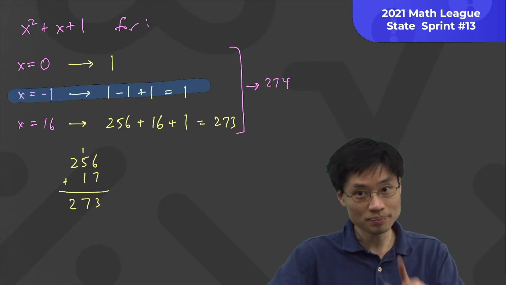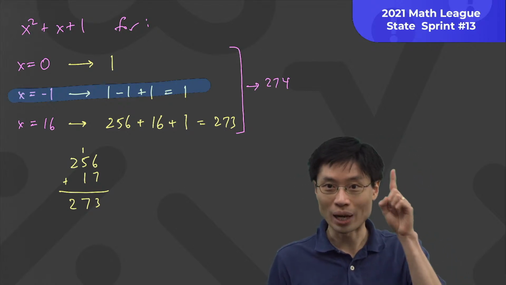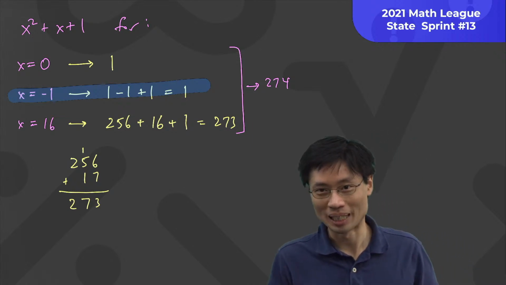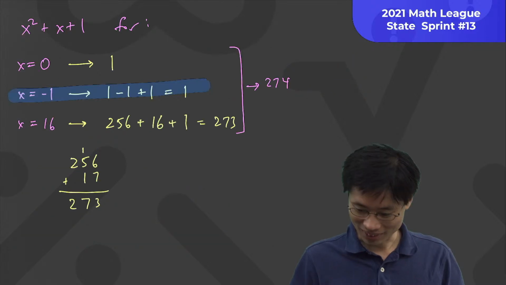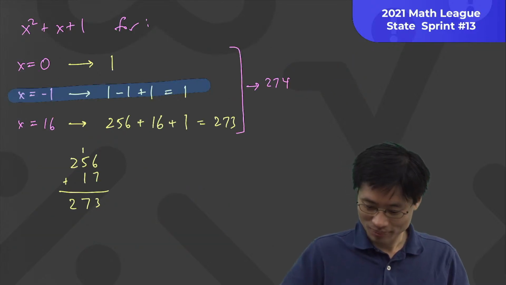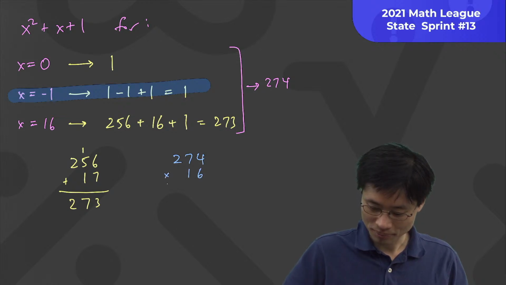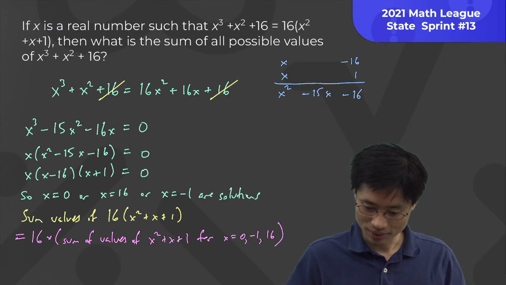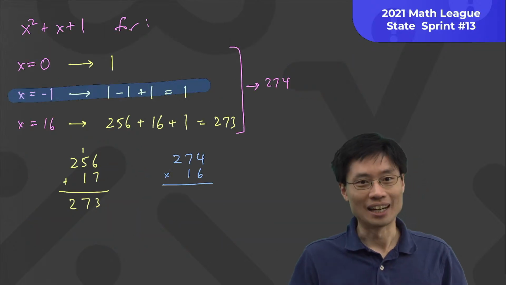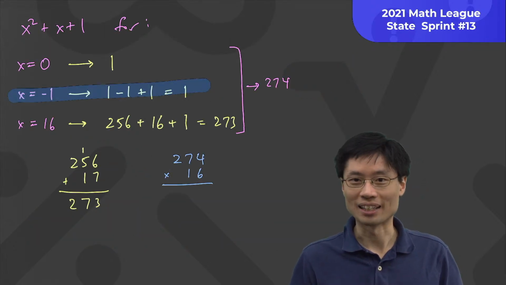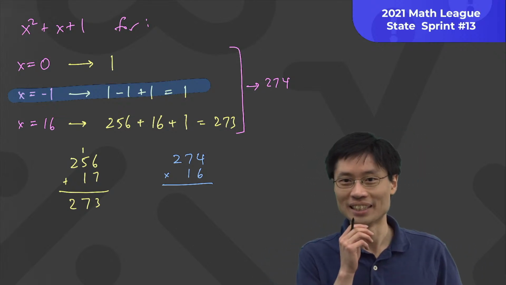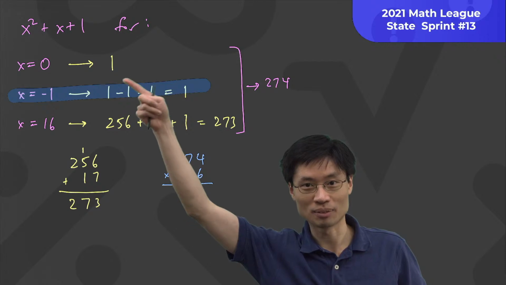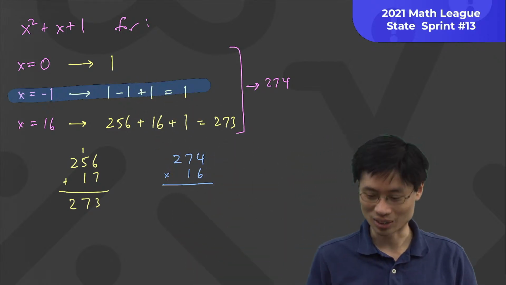But remember, we have to multiply it by the 16. Ugh. I guess I have to. Okay, here goes. 274 multiplied by 16. Oh, wait. Yeah, that's right. Because I saw some people putting in the chat 273, but we have to add together all the possible values. That's why I added that one. So now I've got 274.